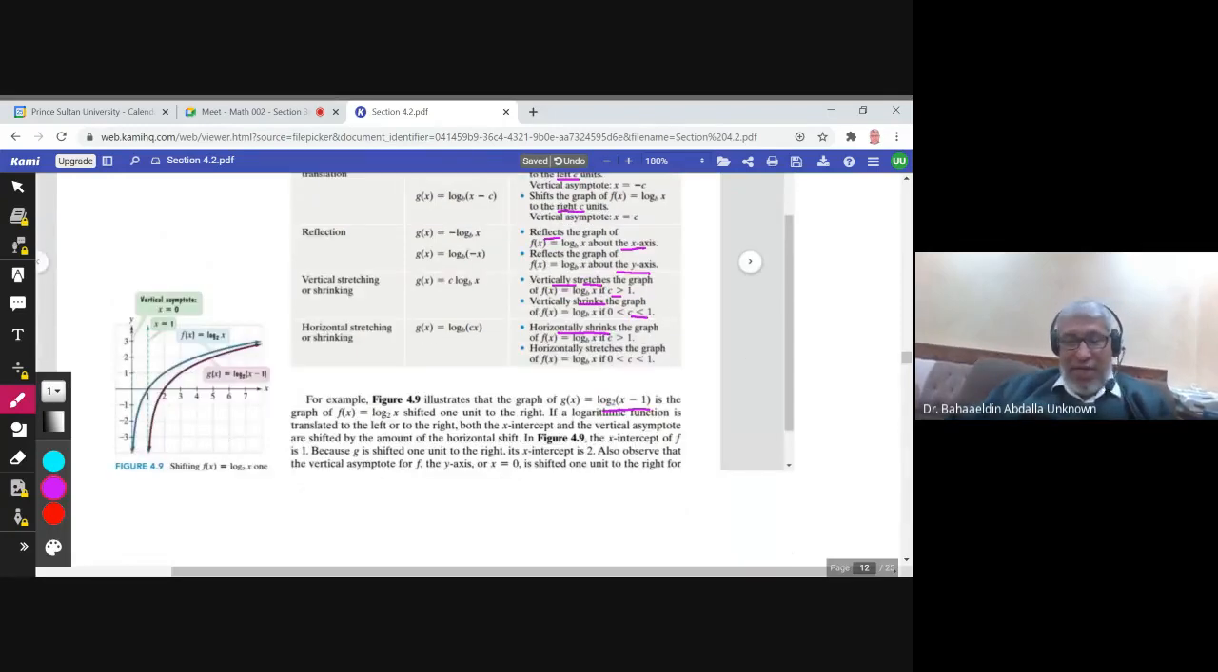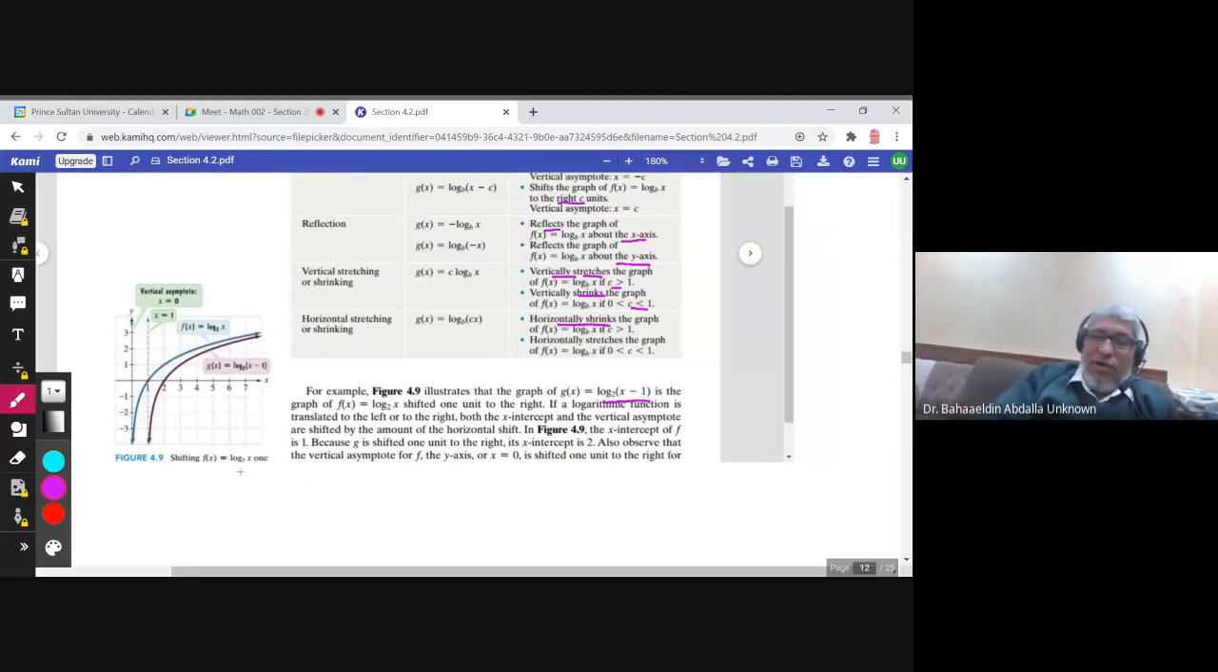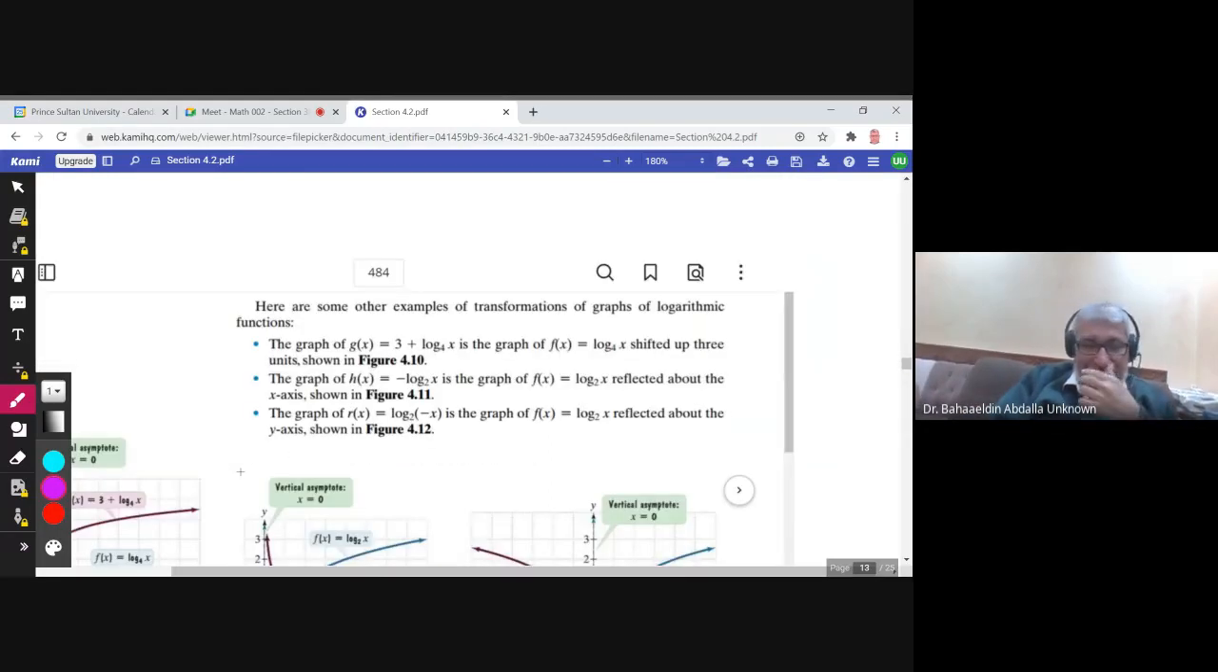Now, if you translate the graph 1 unit to the right, what happens? The vertical asymptote changes. The vertical asymptote of f of x is x equals 0. If you move it 1 unit to the right, the new vertical asymptote would be x equals 1. Also, the x-intercept 1 will move to 2, because you shifted it 1 unit to the right. So the red one will be the graph of g of x. So this is the translation.